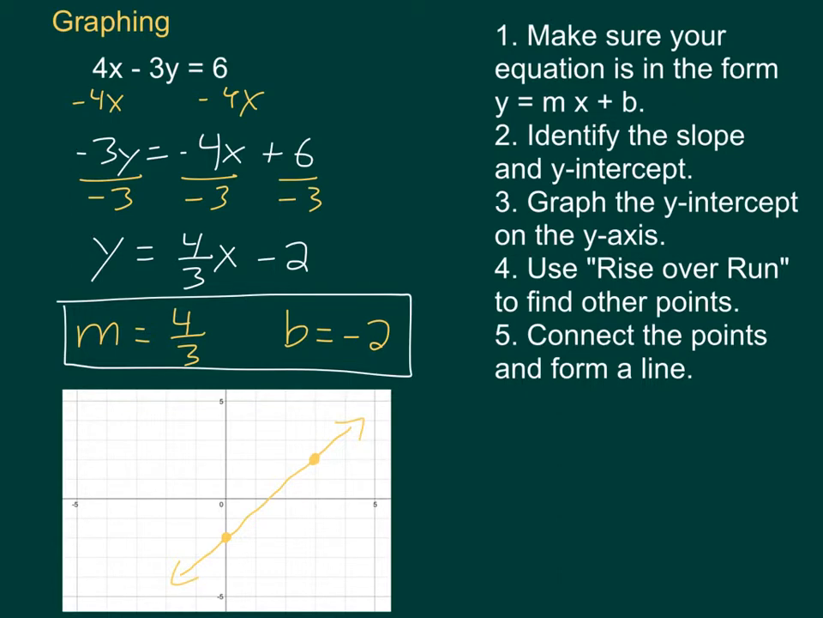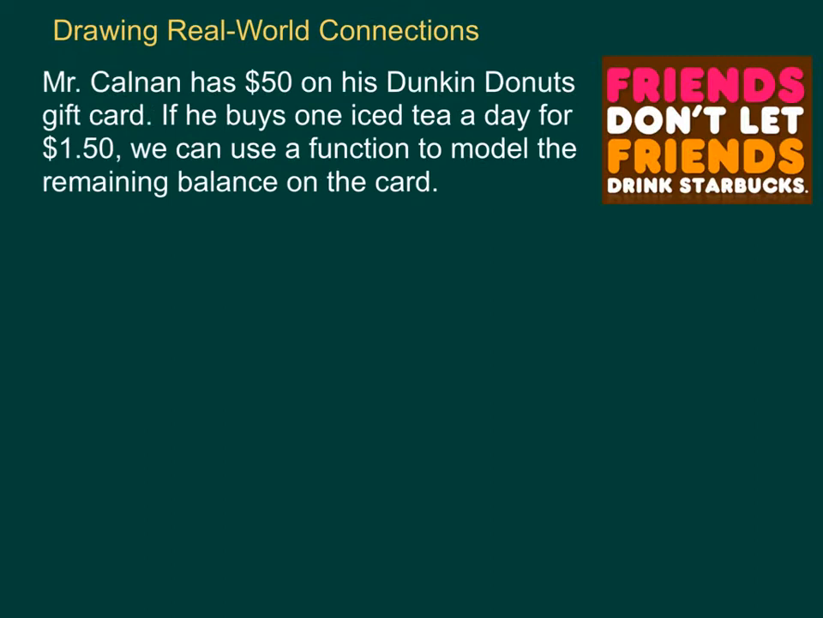You get your y-intercept, you put it in place, then use rise over run to get other points, and you're good to go. All right, let's bring this to the real world now. So Mr. Callan has $50 on his Dunkin' Donuts gift card, and if he buys one iced tea a day for $1.50, we can actually use a function to model the remaining balance on the card.